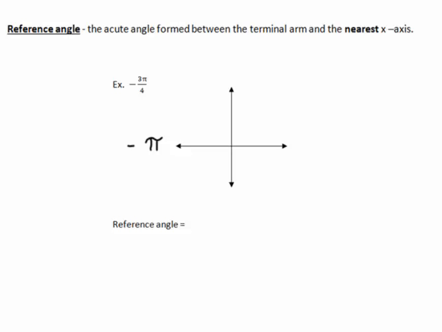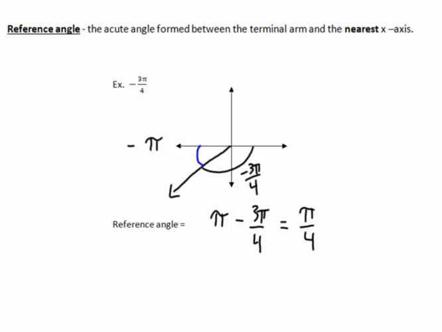We don't want a full pi, we want 3/4 of a pi. So a sketch would look something like that. Here is negative 3 pi over 4. Well, the reference angle we want is the angle between the terminal arm and the x-axis. And again, to find that reference angle, we can just take pi minus 3 pi over 4 and get pi over 4.